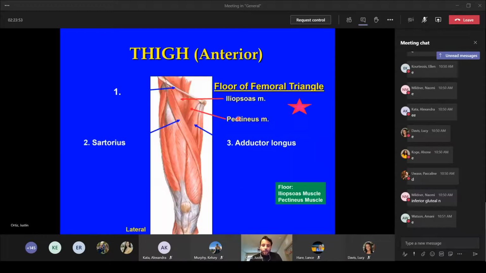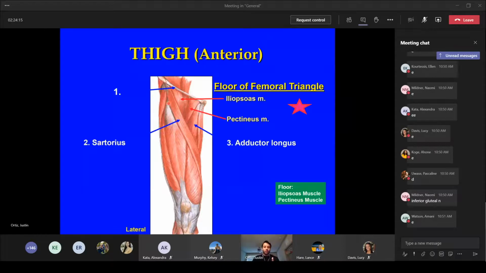Oh, so yeah, he said, is there a question? Okay. So he said the floor of the femoral triangle. So he didn't bring it up until now, but I brought it up earlier just to get your mind thinking about it. So remember, the floor of the femoral triangle would be the iliopsoas muscle and the pectineus muscle. So iliopsoas and pectineus will be the floor.